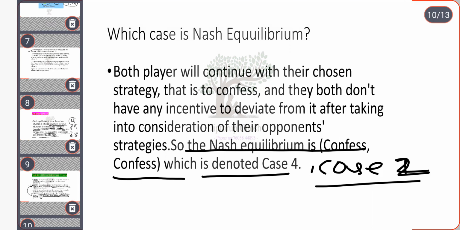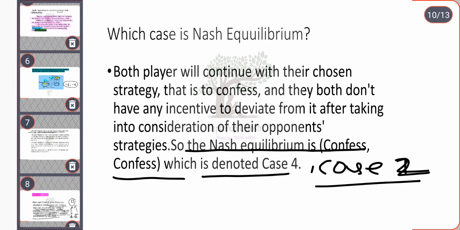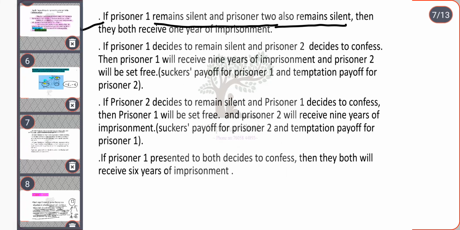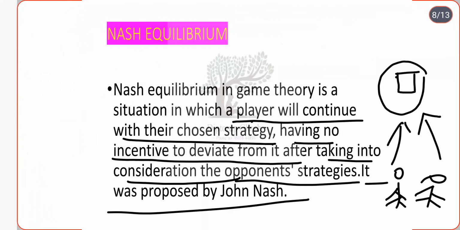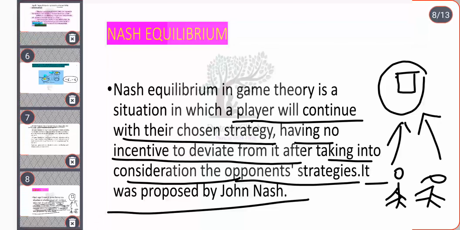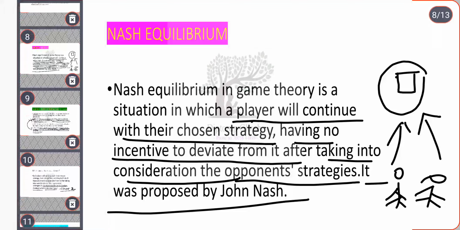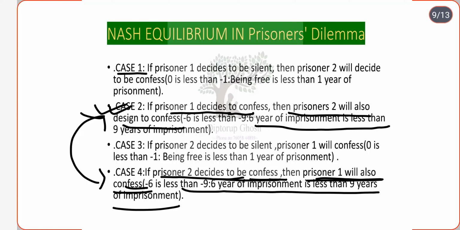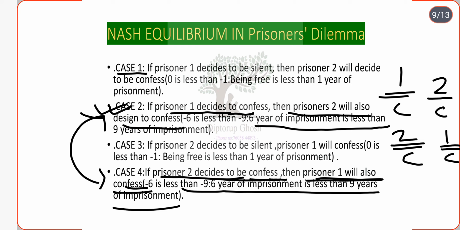Now the definition will be completely understandable. As you can see the definition now. They are choosing a strategy and they don't have any incentive to deviate from the strategy. Right? As you can see from the game, when player 1 was choosing confess, player 2 is also choosing confess. So they both are happy with that. Similarly, when player 2 is choosing to confess, player 1 is also choosing to confess.